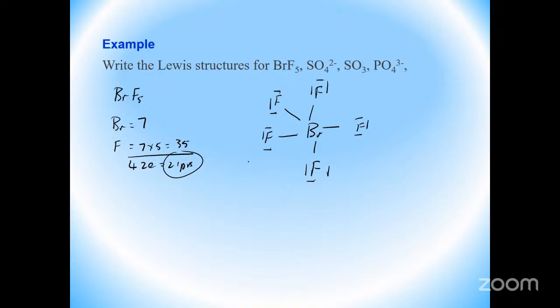So we have assigned 20 of the 21 pairs, which means that the 21st pair will end up on the central atom, all right? And that would be it. You should calculate the formal charges. I know that the formal charge will be 0, but let's do that anyway.